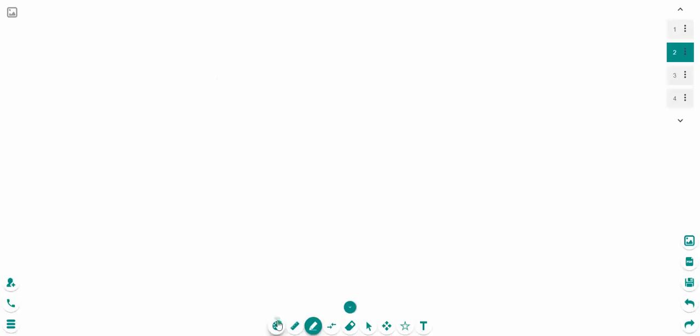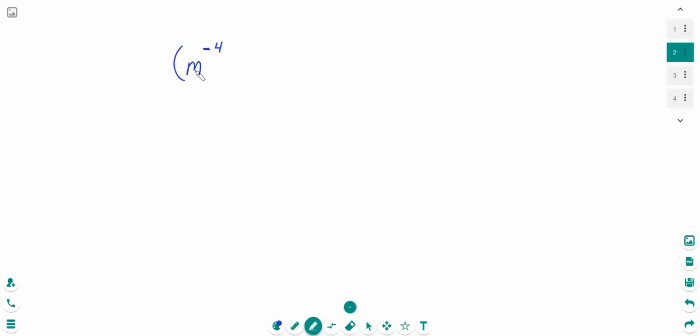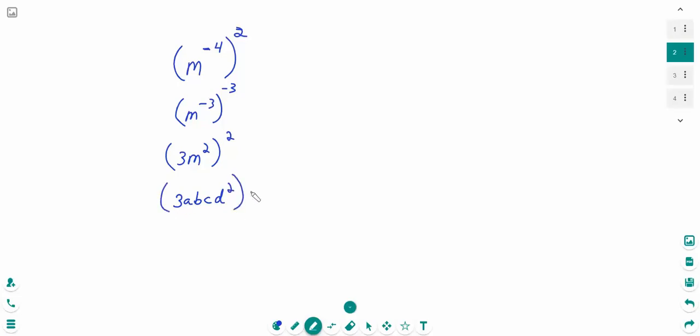Let's try something out. Maybe just for further practice, let's do one more. Let's do m to the negative 4, just for the fun of it. We'll throw a negative in there, raised to the second. And then what if I've got m to the negative 3 to the negative 3? Throw a negative exponent in there. And then let's go even more creative. Let's go 3m to the second raised to the second. And then let's go 3abcd to the second raised to the fourth.